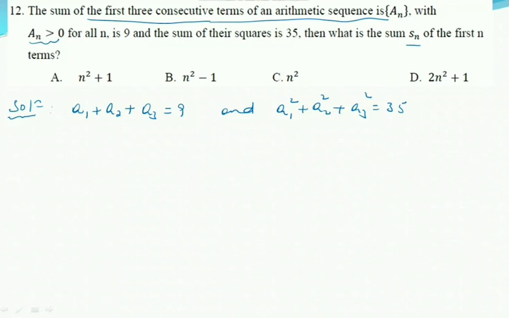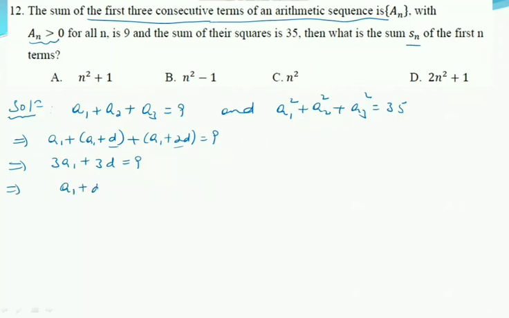So the first term plus the second term, a1 plus d, plus the third term, a1 plus 2d, is 9. So this means 3a1 plus d plus 2d, which is 3d, equals 9. Dividing both sides by 3, this gives us a1 plus d is 3.